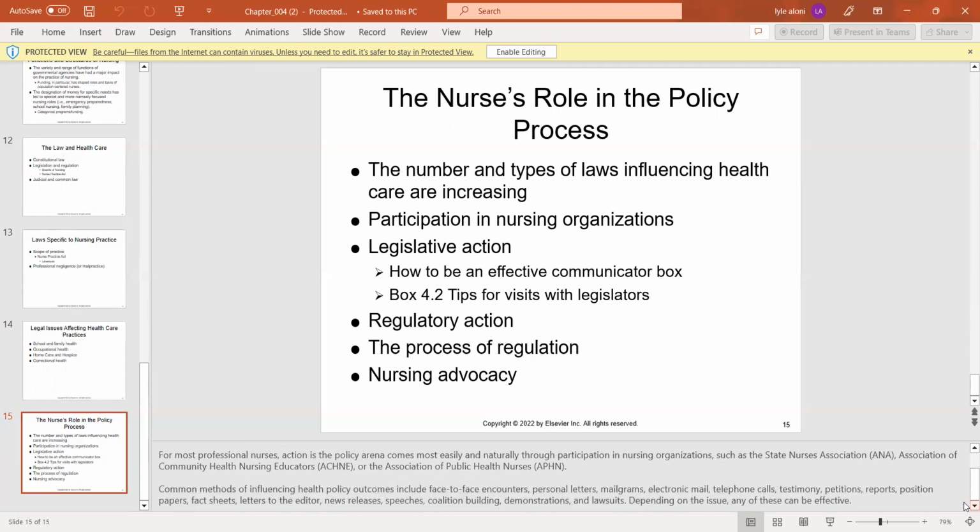Common methods of influencing health policy include face-to-face encounters, personal letters, mailgrams, electronic mail, telephone calls, and lawsuits, and things like that. They depend on the issue, whether they can be effective. Okay, so that about covers chapter 4. That's going to be our government and law with nursing.